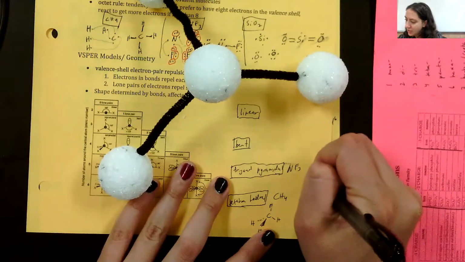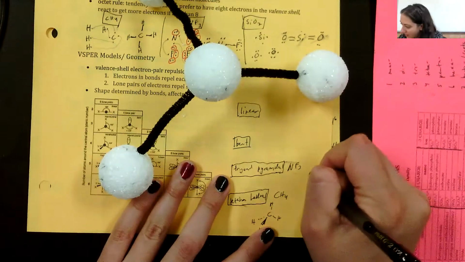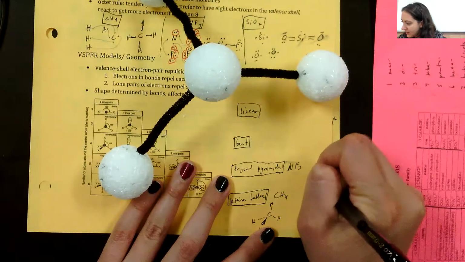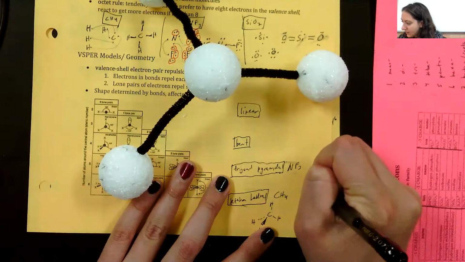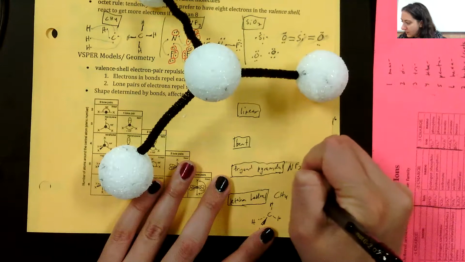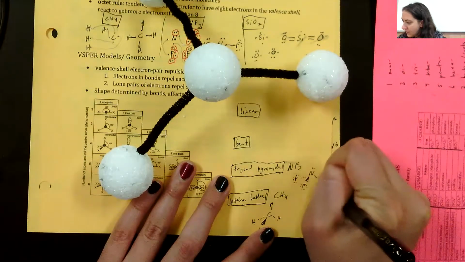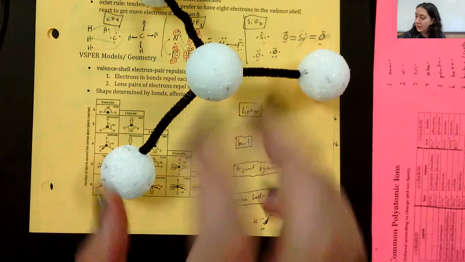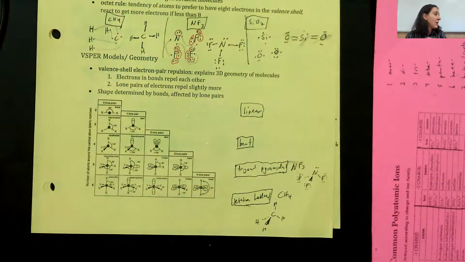Okay. And so to draw that one out, maybe we would do something like this. Something like that. Again, to show that three-dimensionality. But labeling this trigonal pyramidal is pretty good too. Okay, the next one I did was water. And you guys saw that.